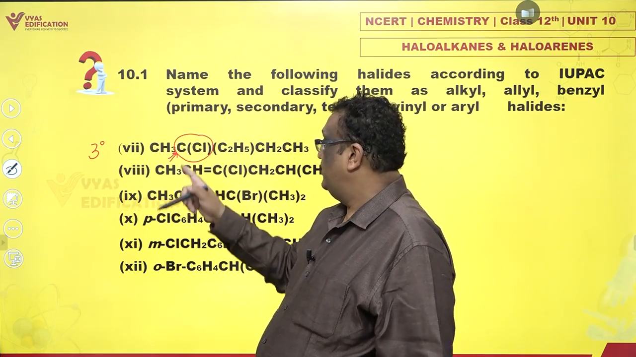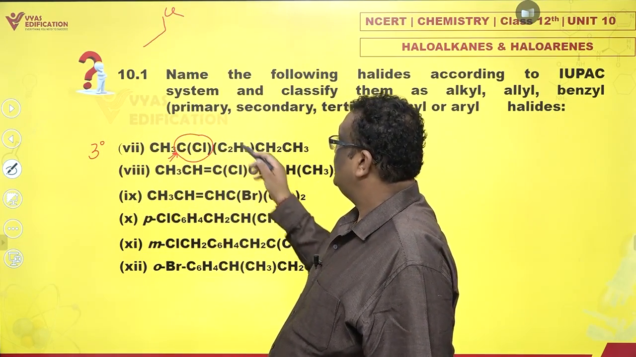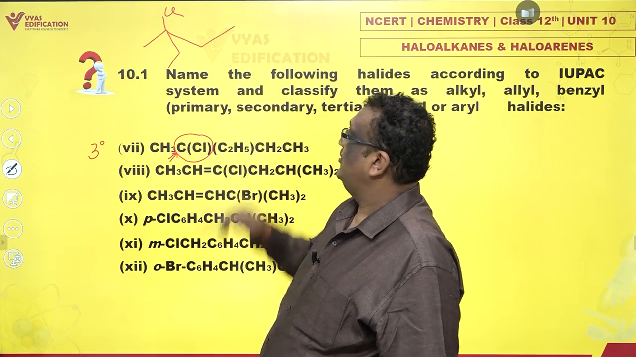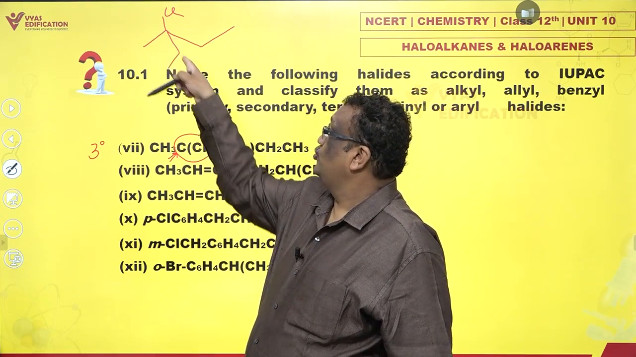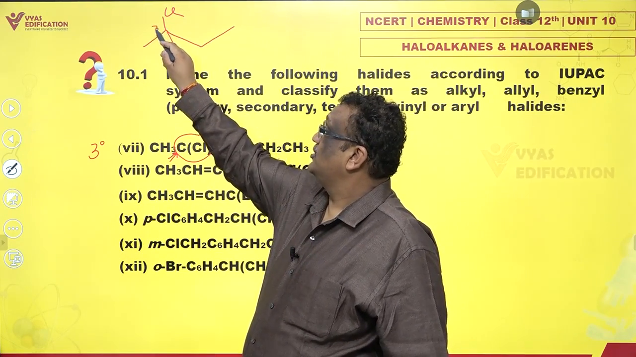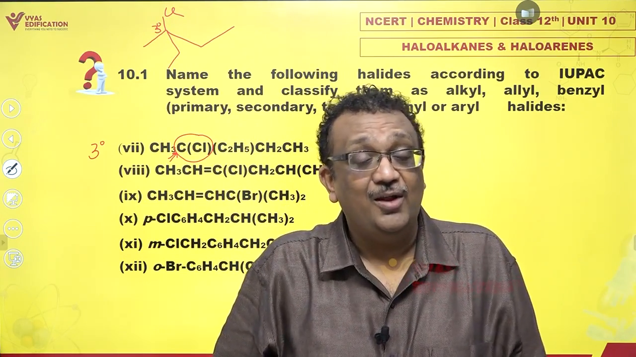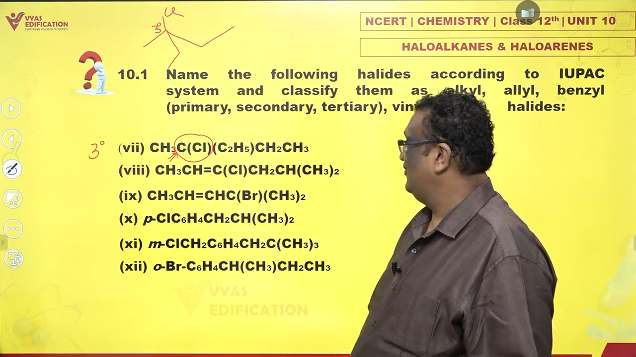Seventh one I will draw on top. CH3, C. Then I have Cl, yes. Then I have C2H5. And then I have CH2, CH3, like this. Classic. This carbon is attached to 1, 2 and 3 other carbon atoms. This is a tertiary carbon, yes. And the halogen attached to tertiary carbon is a tertiary halide. Yes, very much indeed, it is a tertiary halide.